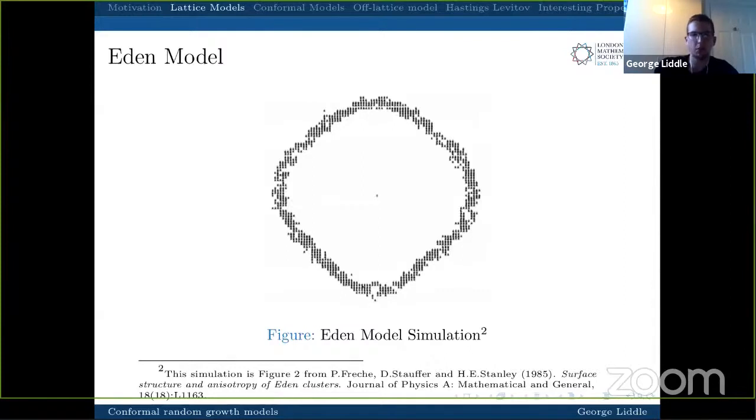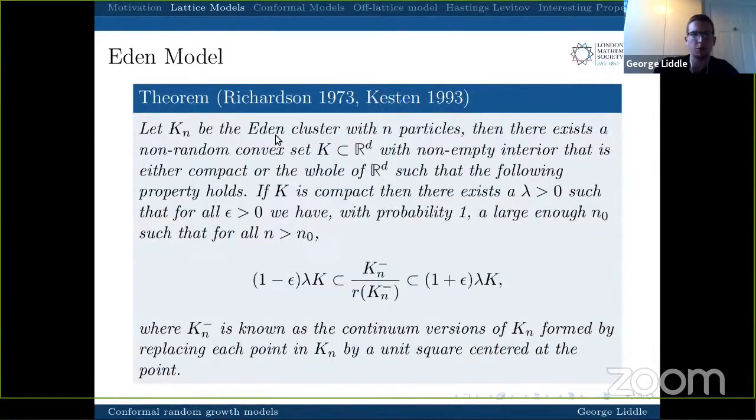But then in terms of rigorous results, we have the following result, which was proved by Richardson in 1973 and then improved by Kesten in 1993. In this case, we're letting Kn be the Eden cluster with n particles. And the result says there's a non-random convex set K, such that once we rescale by the radius r of Kn, where the radius of the cluster is the maximal distance from the origin that still belongs to the cluster, we can bound above and below by this non-random convex set.